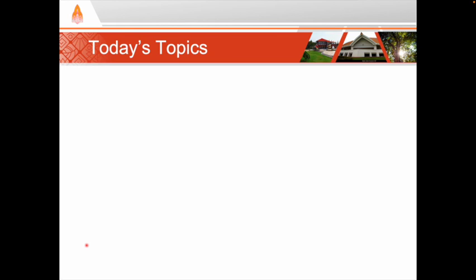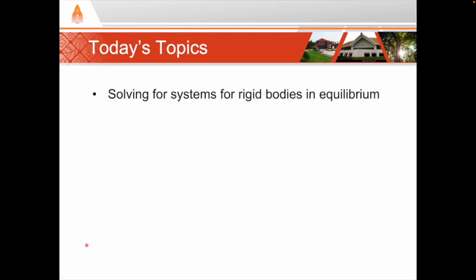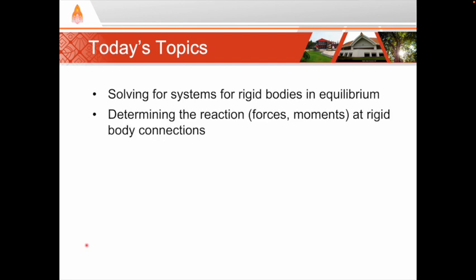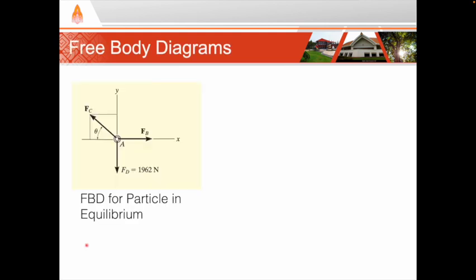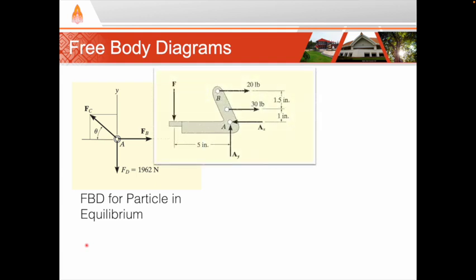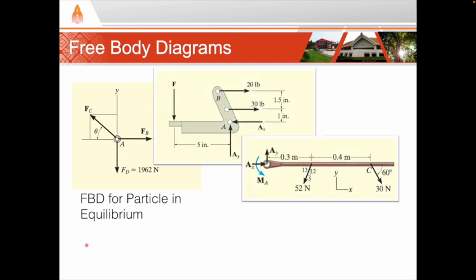In this lesson, we will learn how to draw a free body diagram for rigid bodies, and we'll look at the types of reactions that can occur at each possible connection to those rigid bodies. We've already learned how to draw free body diagrams for particles. In today's class, we will learn how to draw free body diagrams for rigid bodies.